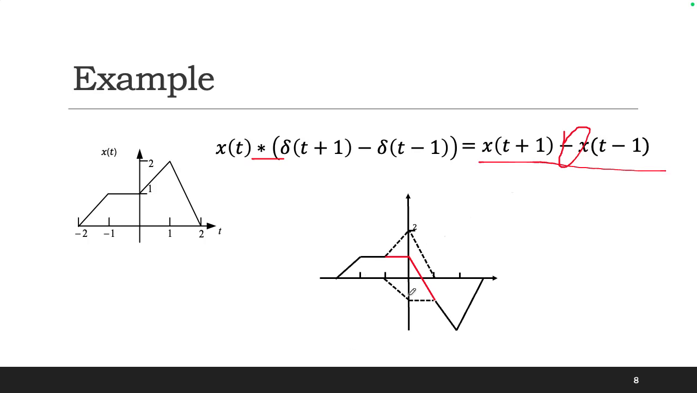So this is the final one. Just pay attention, the conclusion is different from multiplication. With multiplication, you have this one and this one, and you just get the result at this point. But here the conclusion is not the same. Any questions? Okay.